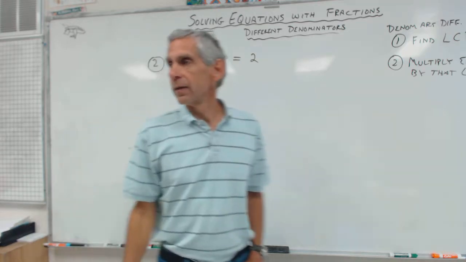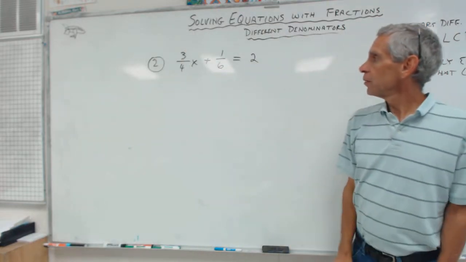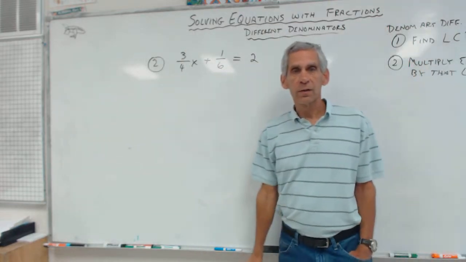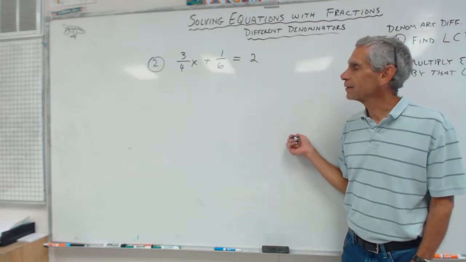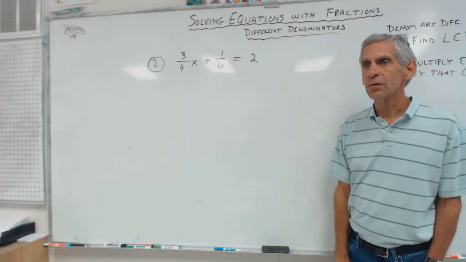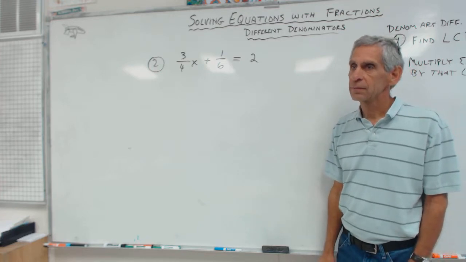Okay, what if I said that? Play like a ninja, like ninja toes. 3/4 x, okay guys, shh. 3/4 x plus 1/6 equals 2. What would you do, Jaden?